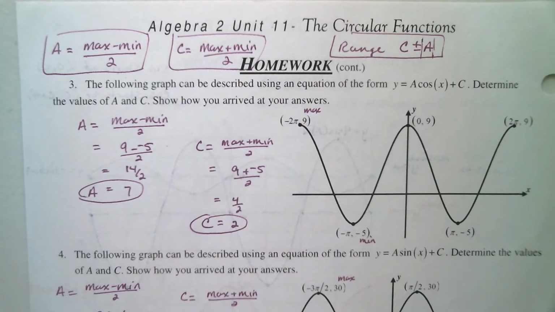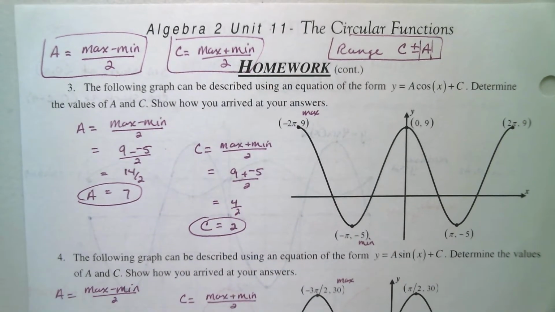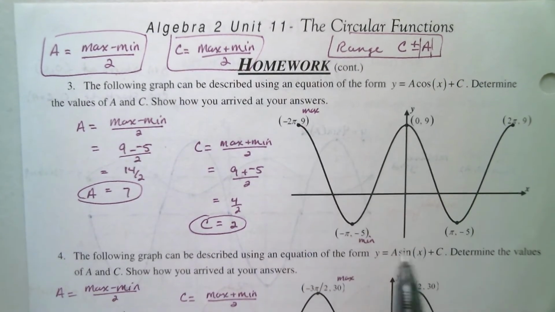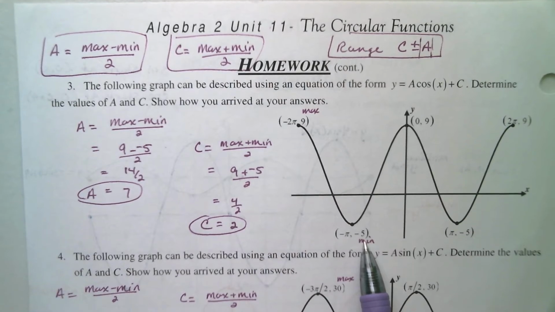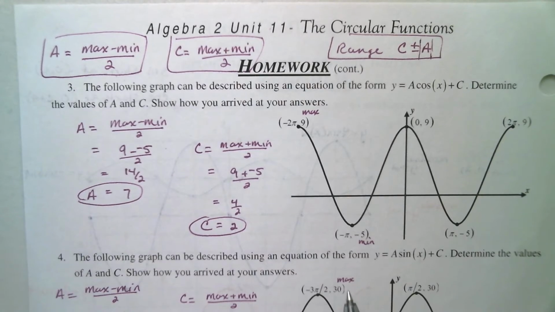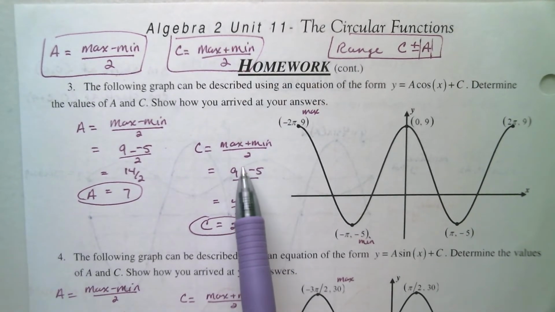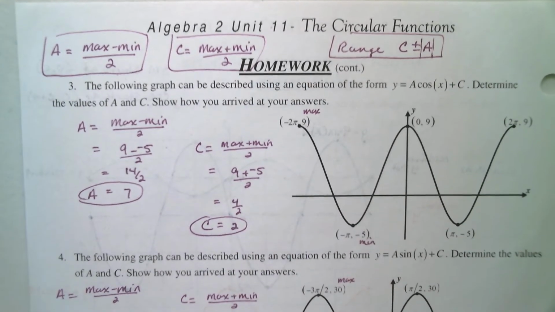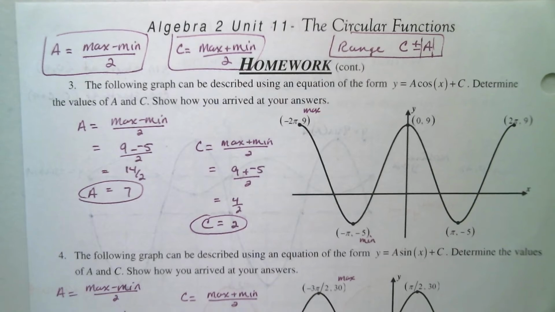So the following graph can be described using an equation of the form y equals a cosine x plus c. Determine the values of A and C. Show how you arrived at your answers. A is right there, taking the formula. Our max is 9. Our min is negative 5. So 9 minus negative 5 is 14, divided by 2 is 7. C, max plus min divided by 2, 9 plus negative 5 is 4, divided by 2 is 2.